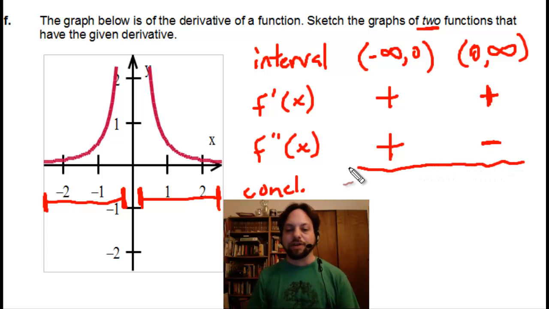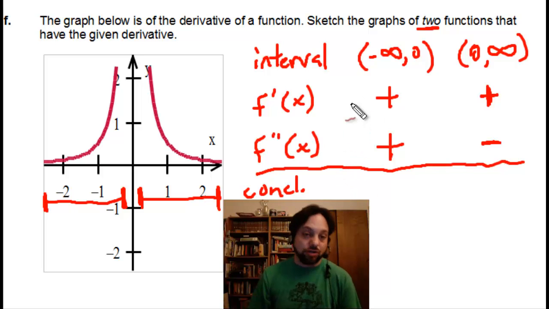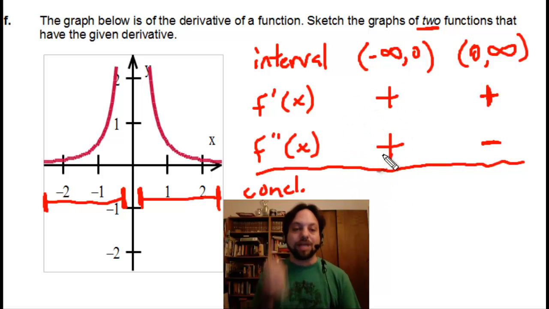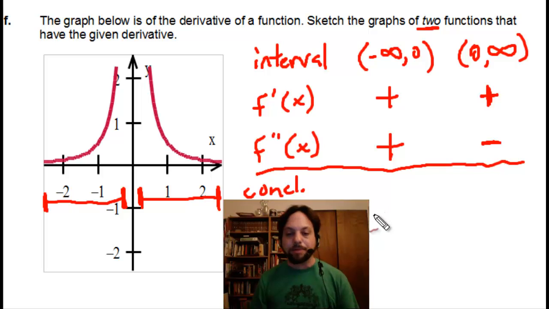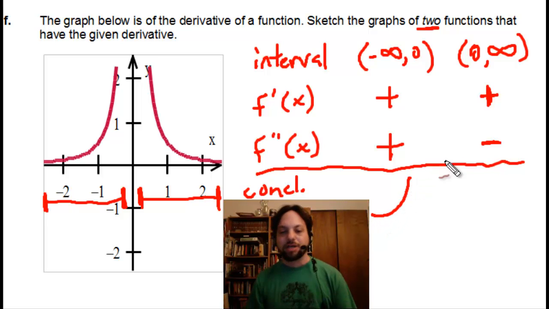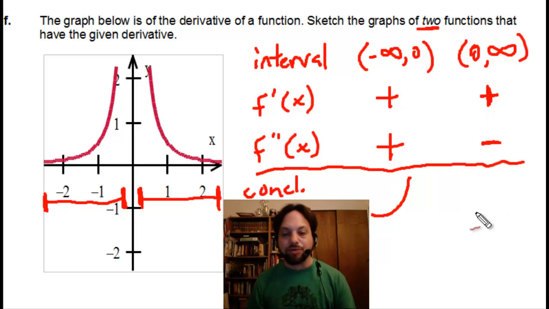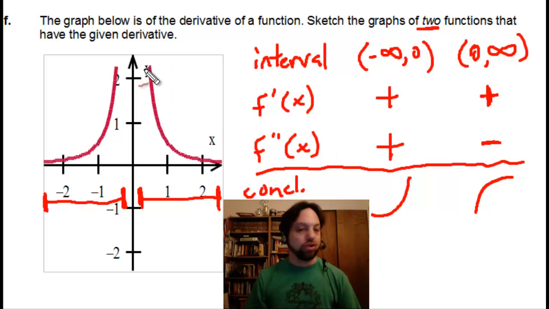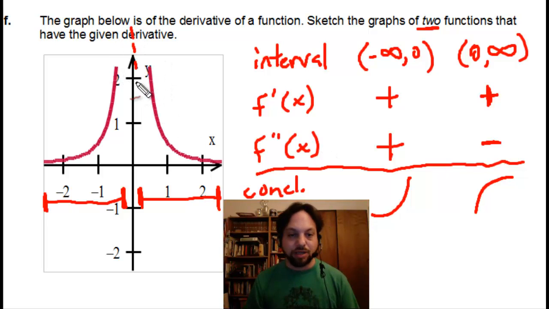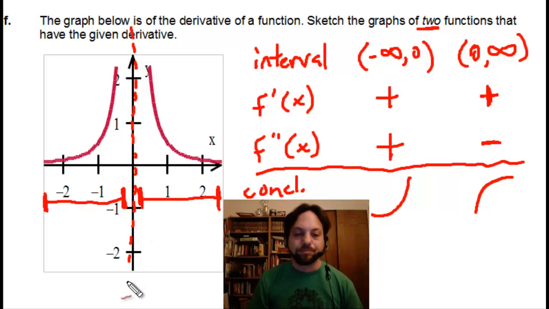So this is all very confusing, but if we fill out this table, what we can reach as far as conclusions go, on our first interval, we're increasing and concave up. So we're going to look something like this. On our next interval, we're still increasing, but we're concave down. So we're going to look something like this. And do we ever connect in the middle? No, because clearly we have an asymptote here.